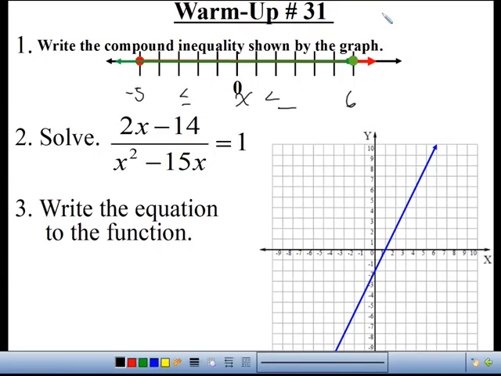But just to review set notation, it would be the solution set of x such that -5 less than or equal to x less than or equal to 6. In interval notation, since the 2 points are solid, it's a bracket, -5, comma, 6, and bracket.